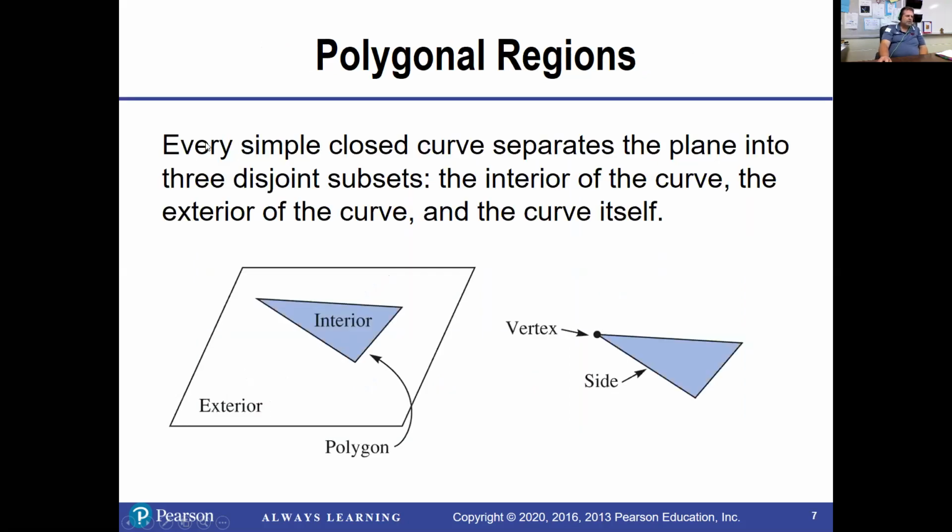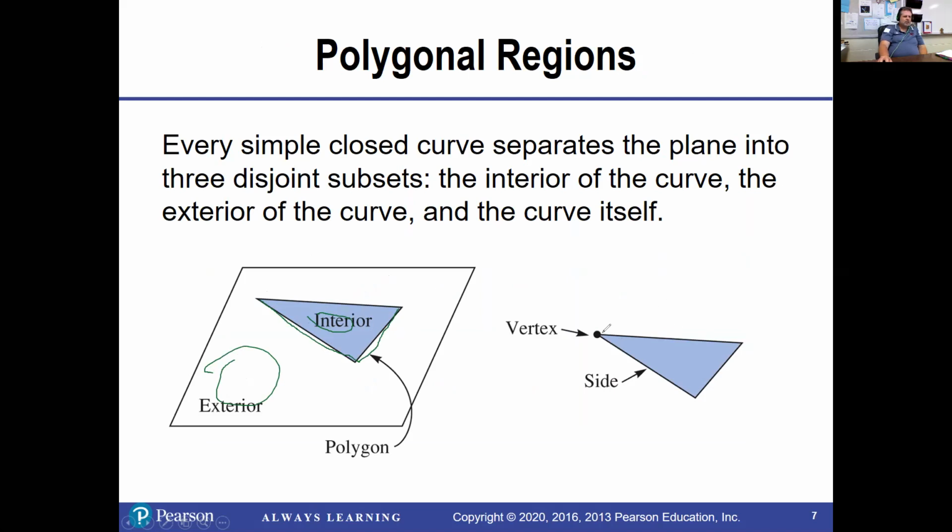All right, so every simple closed curve separates the plane into three disjoint subsets: the interior, the exterior, and the curve itself. Meaning, here's the interior, inside, the exterior is out here. The curve itself is the actual border, the line. This is the curve itself. This is a polygon because it's made of straight lines and it's closed, right?